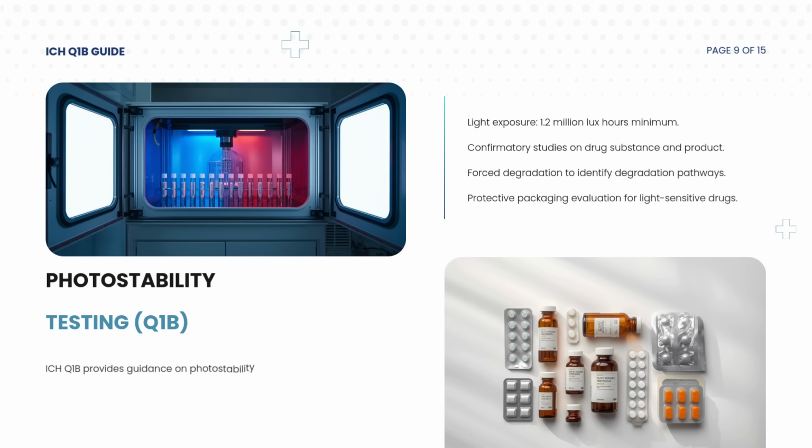So, the next one is the photostability testing. Photostability testing, as outlined in the ICH Q1B, is crucial for understanding how light exposure affects the stability of pharmaceutical products. This guideline helps ensure that products maintain their quality even when exposed to light during storage and use. So, let's delve into some key aspects.